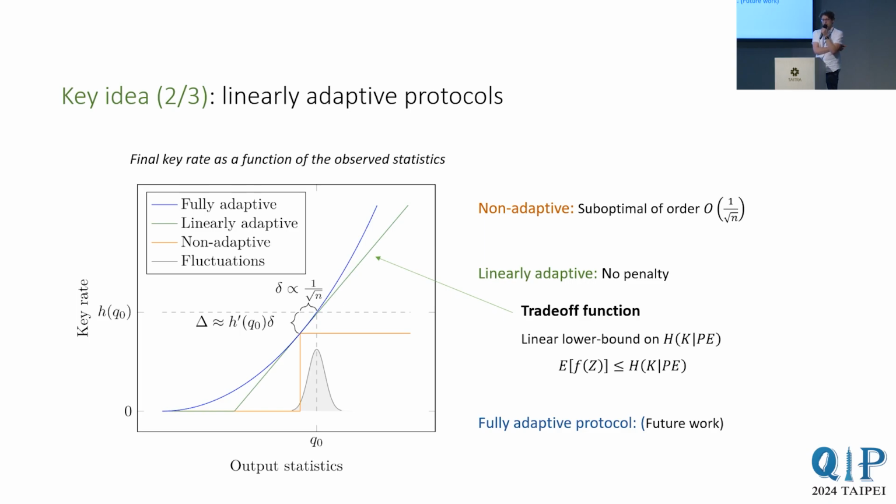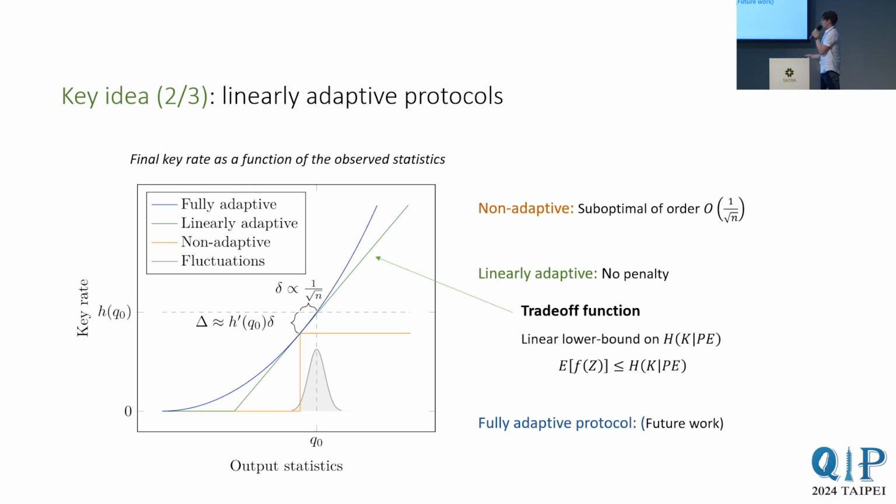So what is the difference between the linear adaptive protocol and the fully adaptive protocol? Between orange and green? It's okay. So what you have on the x-axis is the different quantities you estimate during your protocol. Let's say BB84. They're going to look at the rounds where they use the same basis and look at the error. You have the bit error and the phase error. And assuming that we know them perfectly, we can compute the asymptotic key rate that goes along with it. So this will be the blue curve.